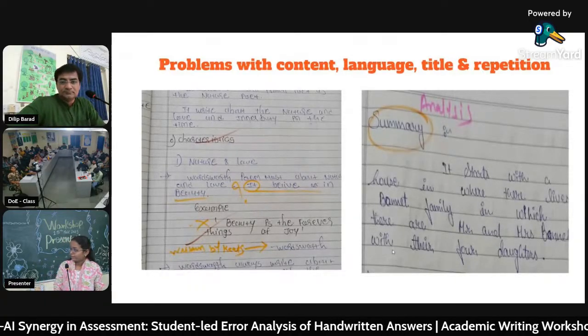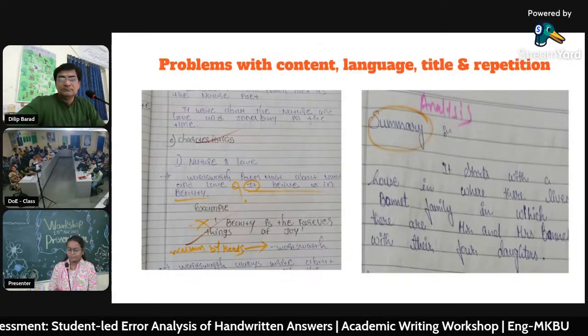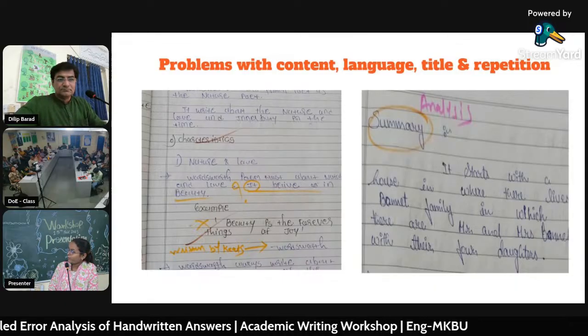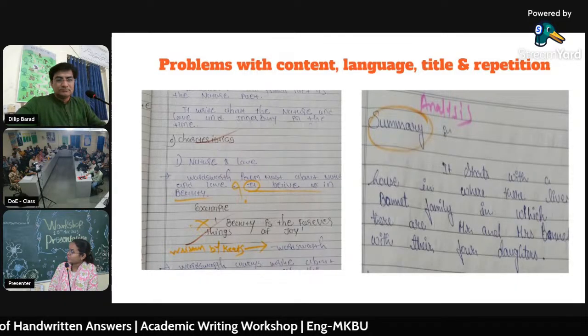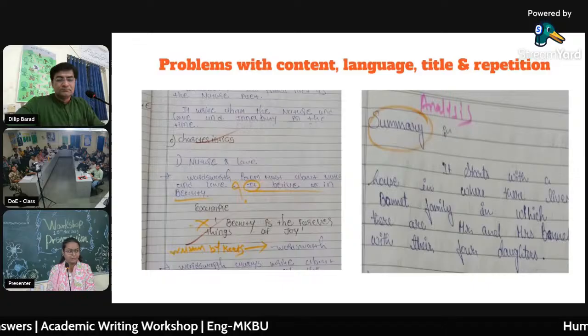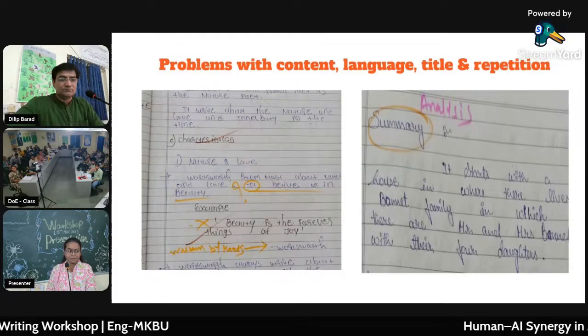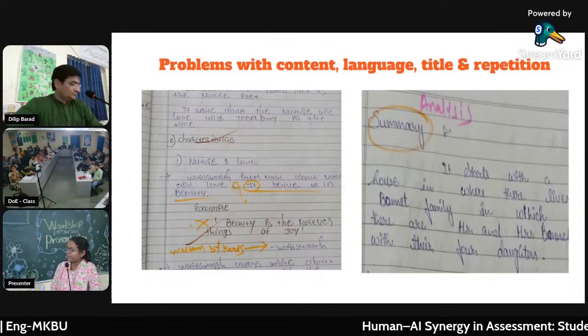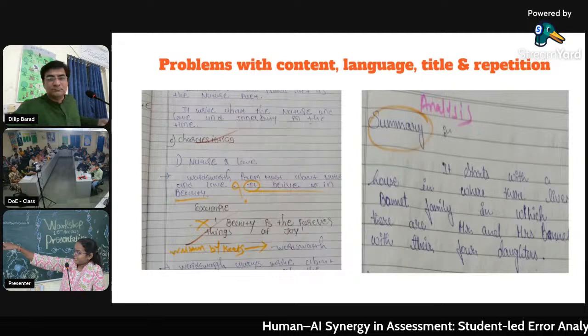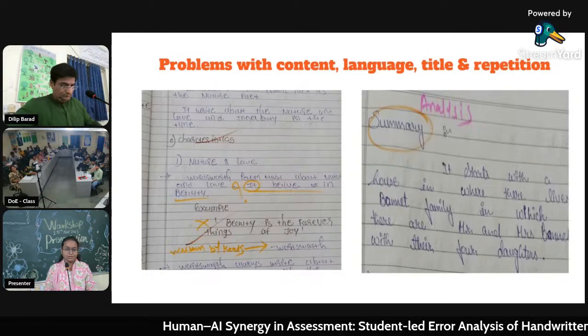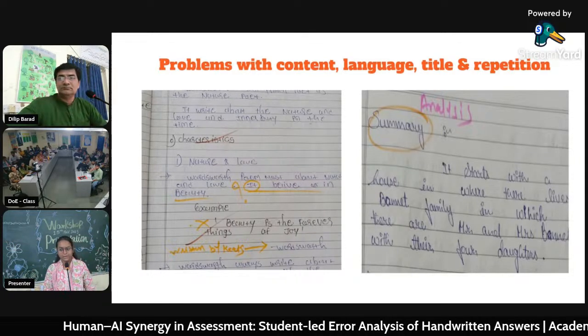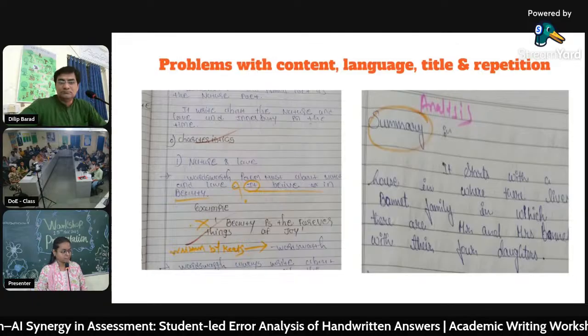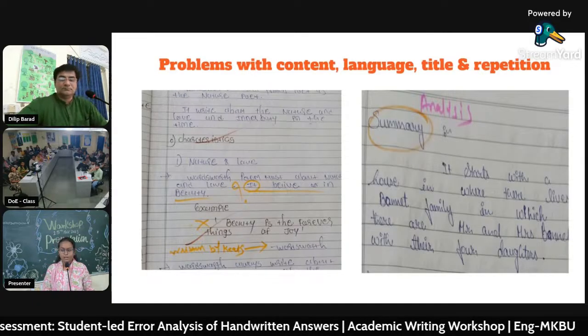Yes. So the first thing is problems with the content, language, title, and repetition. So these are 4 points, and we can identify them easily. First, the title. When you write your answer, do not use the word summary. You have to write analysis as the title of your answer. So that is one thing.